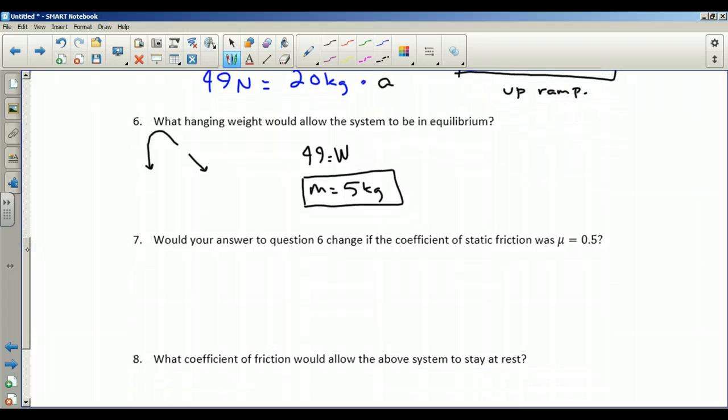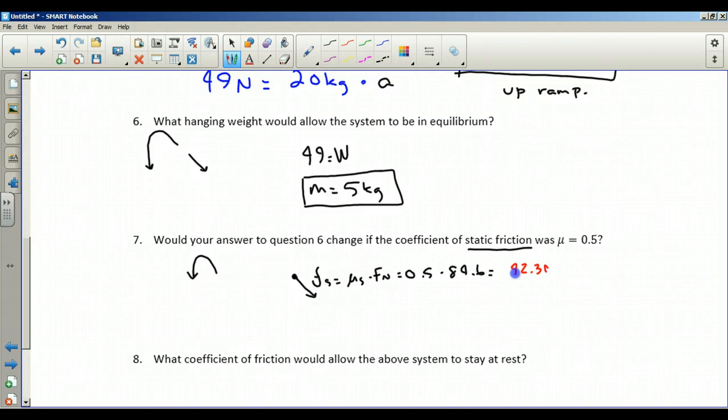Question 7 asks, would our answer to question 6 be different if the coefficient of static friction was 0.5? And the answer is yes. Static friction would allow us to have more force pulling this way, or more mass pulling this way, in fact. So we want to think about it like this. Static friction would then pull down the ramp, and our static friction force would be equal to our coefficient of static friction times the normal force, which is 0.5 times 84.6. So that means that we can have a maximum static friction force of 42.3 newtons.